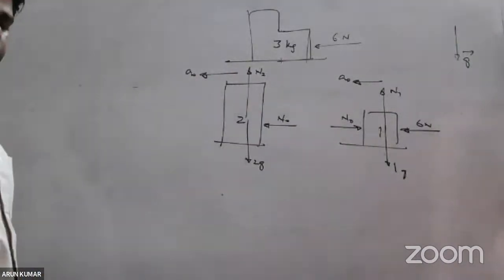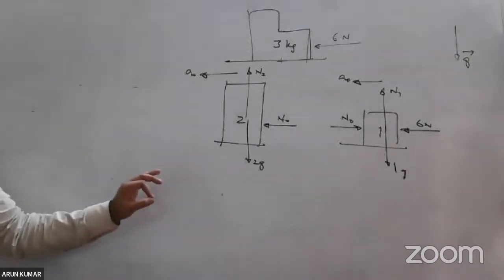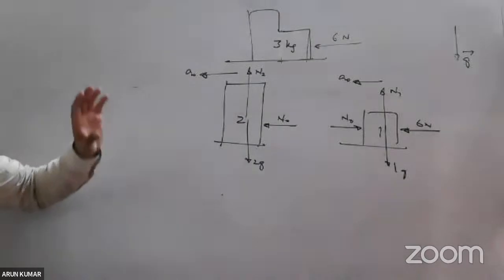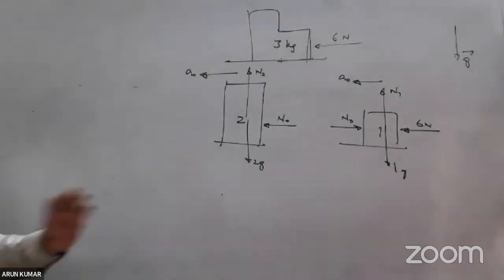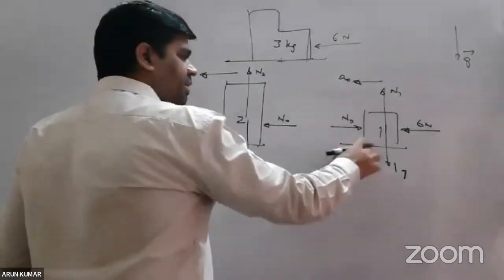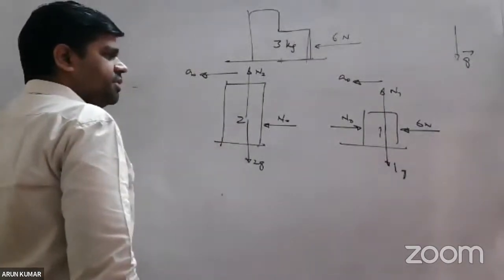I'll write F is equal to MA now. FBD is clear. Next step is F is equal to MA. We get the answers. Any mechanics problem, Newton's laws problem: draw the FBD, write F is equal to MA. That's it. Alright, now is the FBD complete, students? Is the FBD complete?